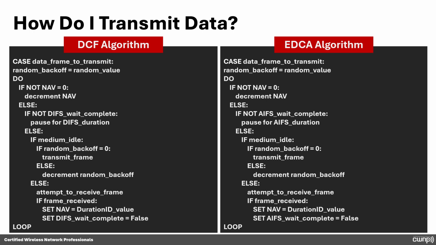And so once you have picked a queue because it had the lowest backoff timer, when you grabbed a frame from a queue, then you're just looping through this process just like you do with DCF, using an arbitration interframe space instead of a DCF interframe space. So hopefully that helps with that a bit too.